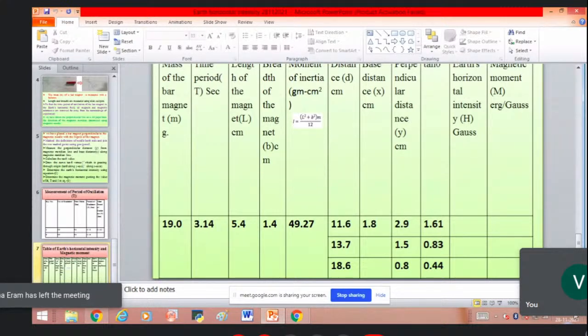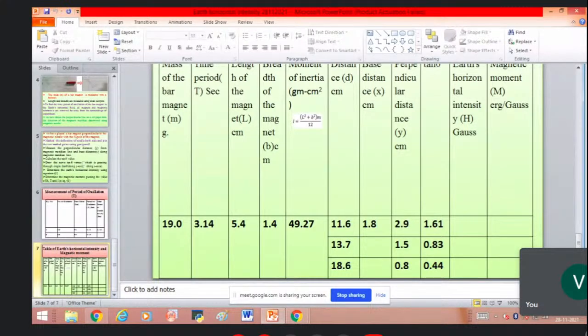Dr. Chakraborty, yes. I think the students should be told under what condition the torsional rigidity has not been included. Torsional rigidity has not been included in the expression for time period T.